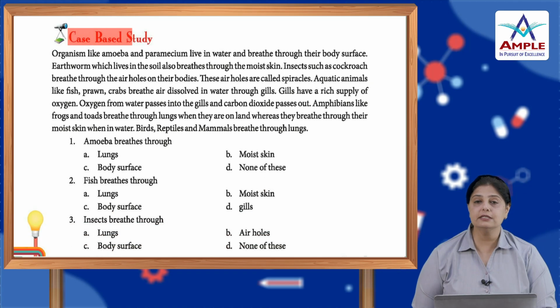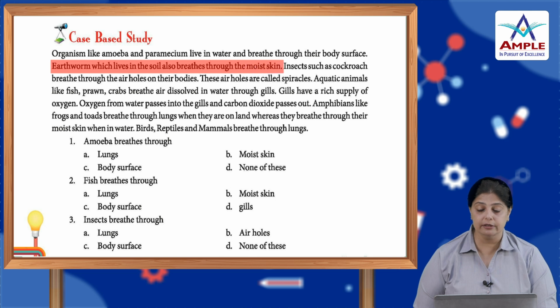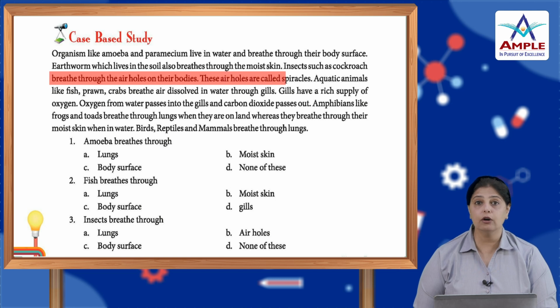Case-based study. Organisms like amoeba and paramecium live in water and breathe through the body surface. Earthworms, which live in the soil, also breathe through their moist skin. Insects such as cockroach breathe through the air holes on their body. These air holes are called spiracles. Aquatic animals like fish, prawn and crabs breathe air dissolved in water through gills. Gills have a rich supply of oxygen. Oxygen from water passes into the gills and carbon dioxide is passed out.